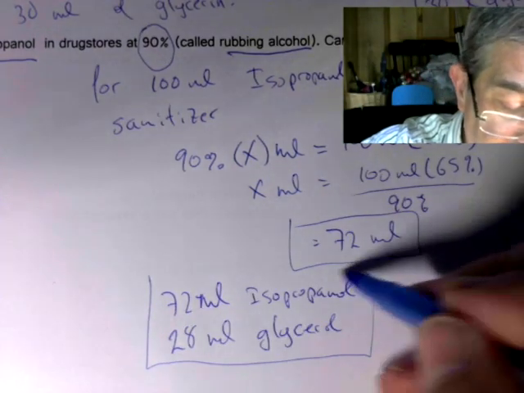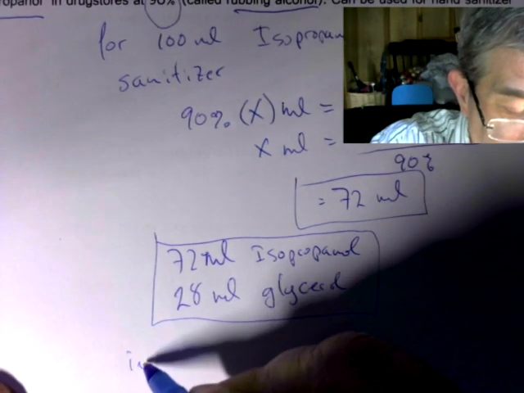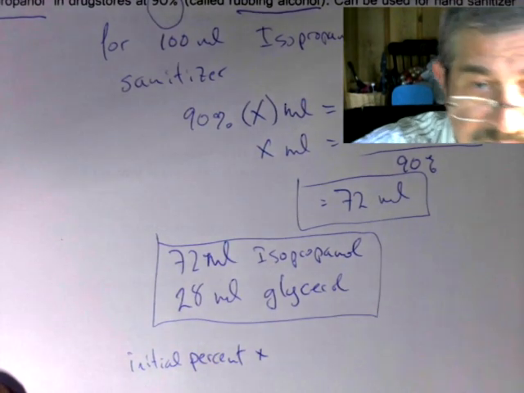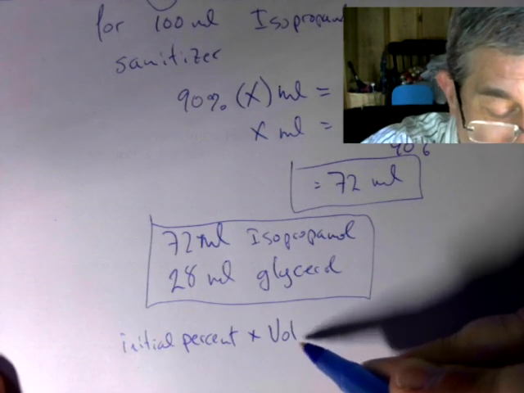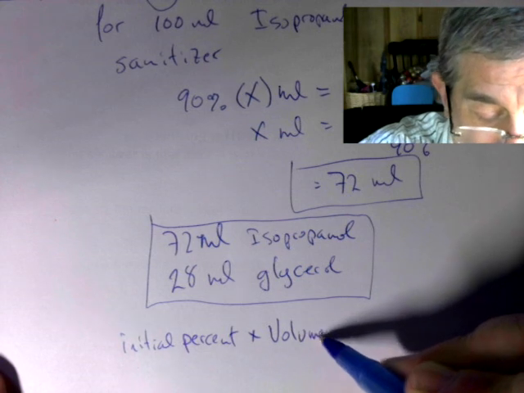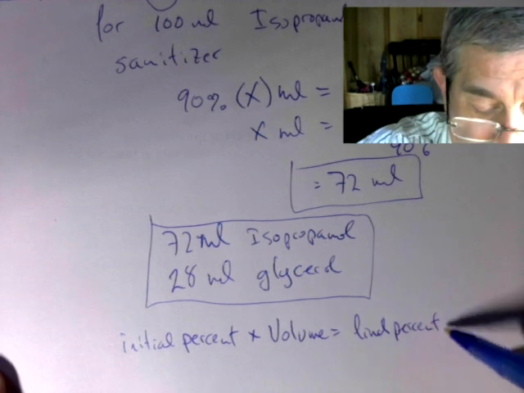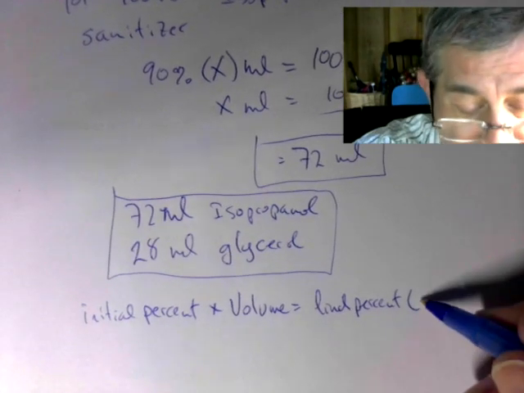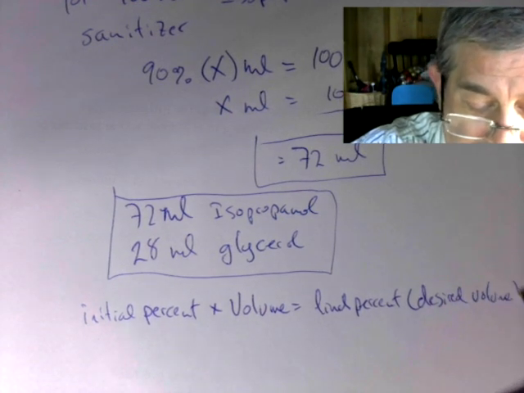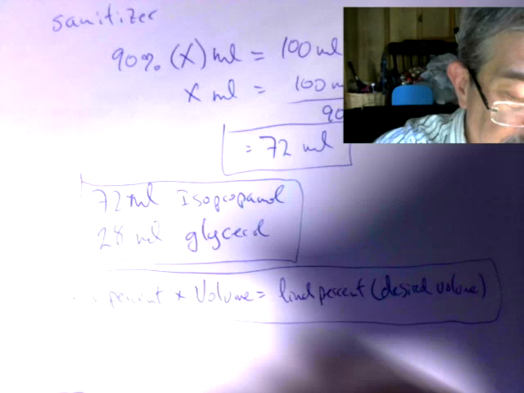Alright, so those are the calculations. It basically is the initial percent times a volume, and that's going to be equal to our final percent times the desired volume. Okay, and that's the formula we've been using for these recipes.